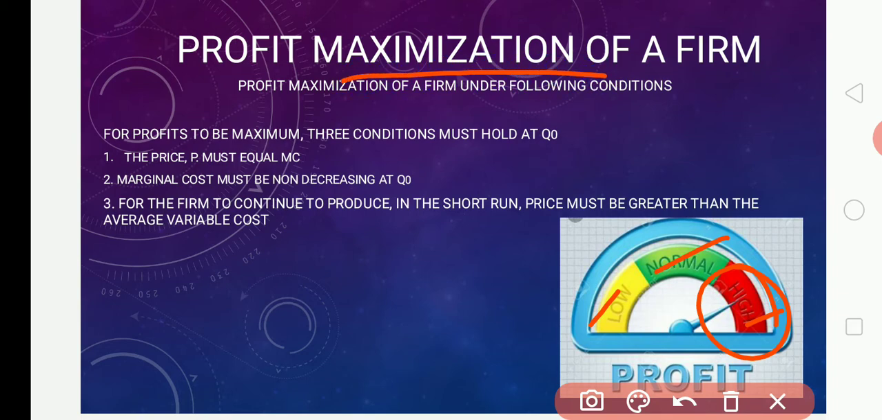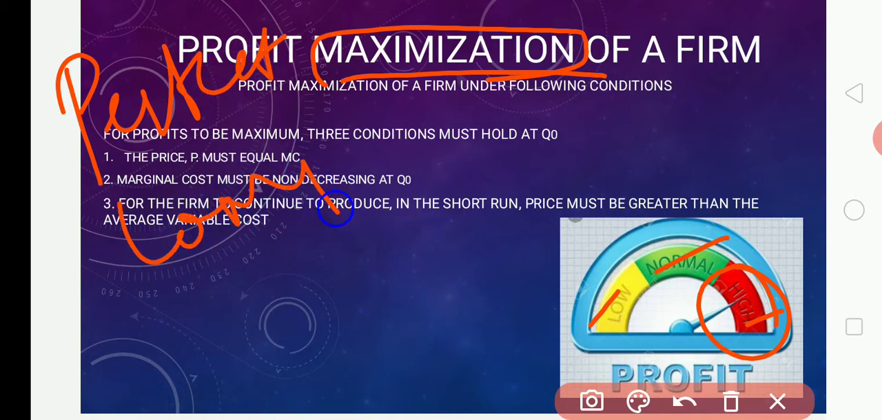So profit, I think you would have understood, means the difference between the total revenue and the total cost, and where the difference is high, the firm will obtain a maximum profit. To get a maximum profit, remember that this is under perfect competition.